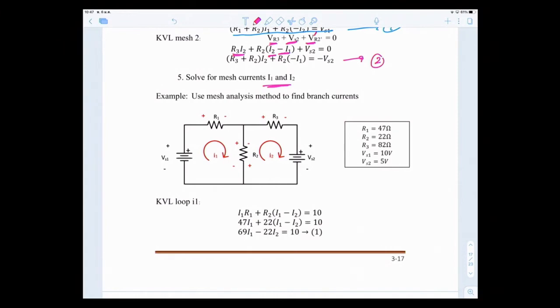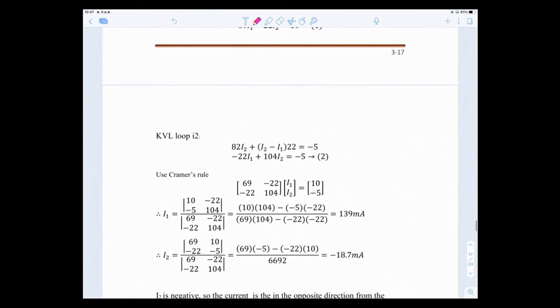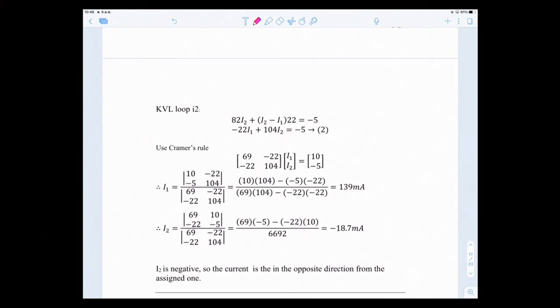Okay, and so therefore you will get the answer using Cramer's rule, as you can see. Using Cramer's rule, you get the answers I1 and I2. So please go and try to do it on your own using your calculator. Make it a practice to do it, not just me telling you that it's this. As you can see, the answer I2 is negative, minus 18.7 milliamps.